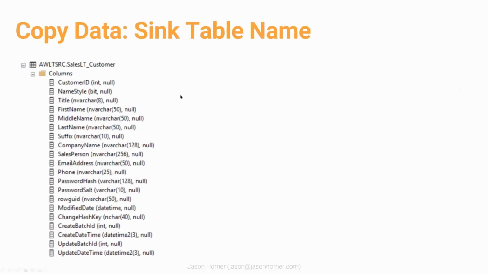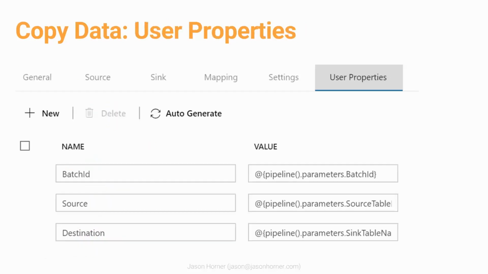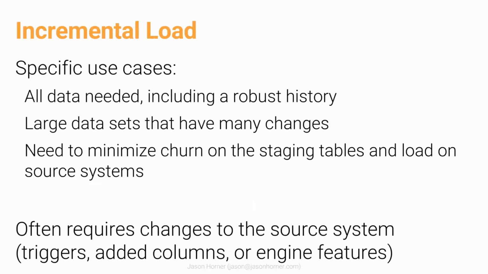In here, I've got my sync table. Notice here I've got columns that aren't in the source table, like a create date time, a batch ID, update date time. So in that stored procedure, I can populate those with whatever values I want by just changing that update and insert statement. So I've got more flexibility there. And then I'm passing my user parameters.